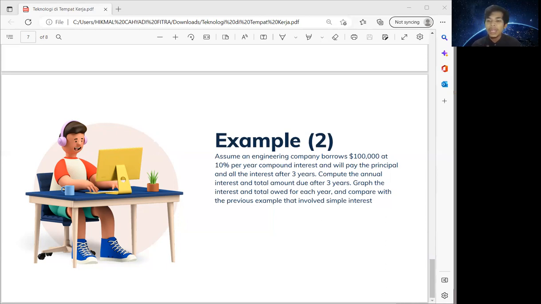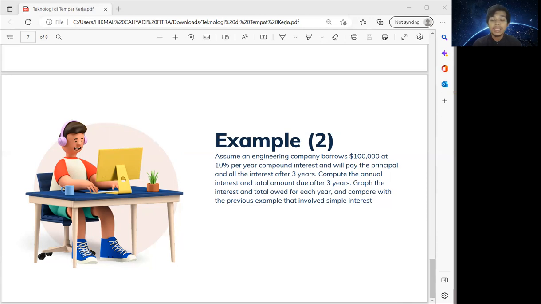Interest year 1: 100,000 times 0.1 gives $10,000. Total due year 1 is $110,000. Interest year 2: we calculate 110,000 times 0.10, so we get $11,000. Total due year 2 is $121,000. With the same formulation as the equation, we can get interest year 3 and total due year 3.